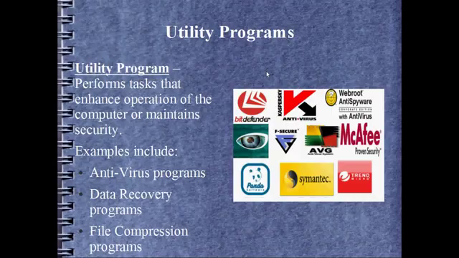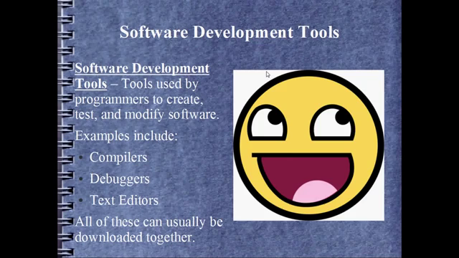Now, utility programs. They're important as well. They perform tasks to enhance operations or enhance security. Without these, you're going to have one slow computer. Viruses will slow it to the point of a complete crash, and uploading and downloading large files will take forever without file compression programs.